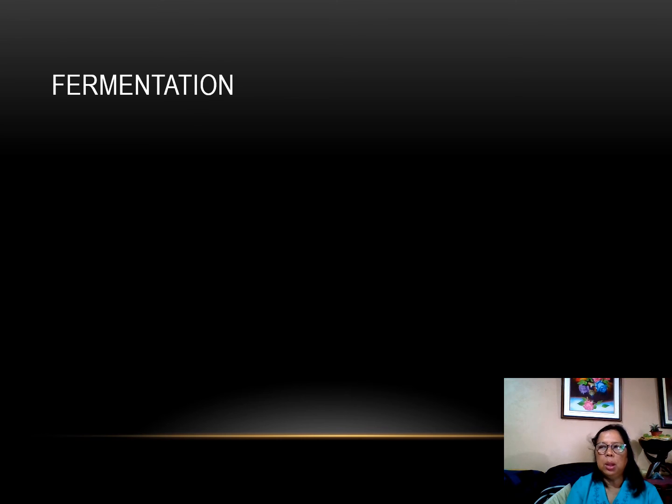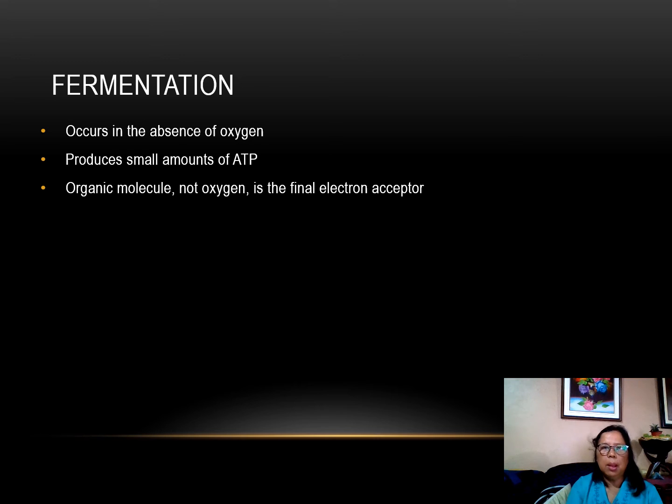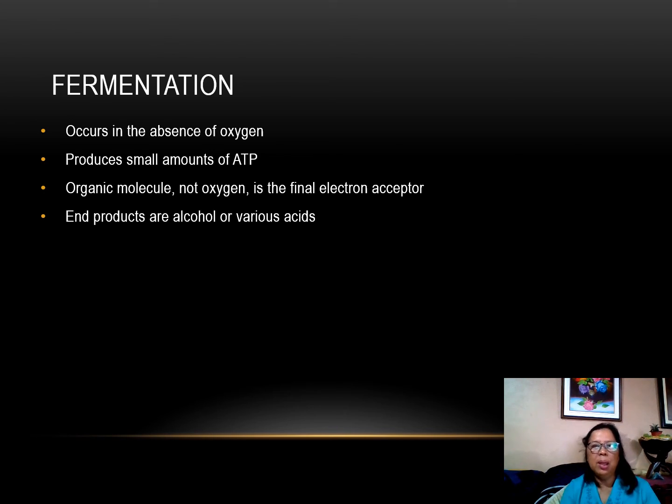And then fermentation occurs in the absence of oxygen. It produces a small amount of ATP, and the organic molecule, but not the oxygen, is the final electron acceptor. End products are alcohol and in some cases, if it's not successful, acids are produced. So you could just simply try to imagine again the formation of our basi wine and basi vinegar.